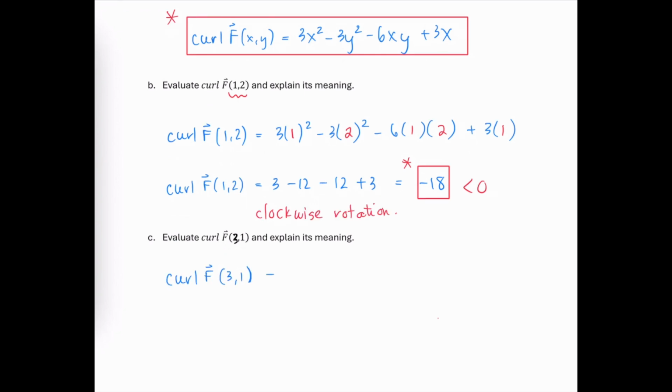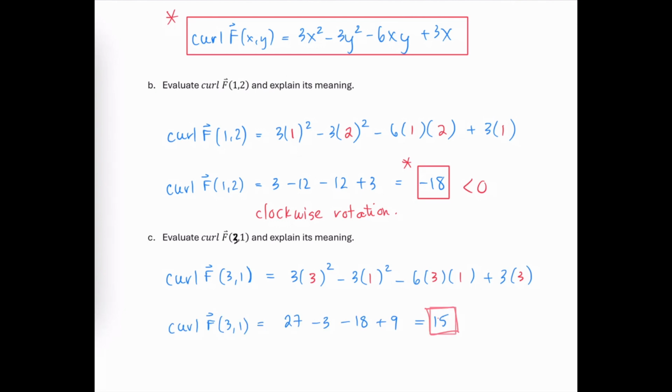Now let's evaluate the curl at the ordered pair 3, 1. And so we plug in 3 for the x and 1 for the y, which gives us 15, and that's a positive value. So we can expect to see counterclockwise rotation at that point.